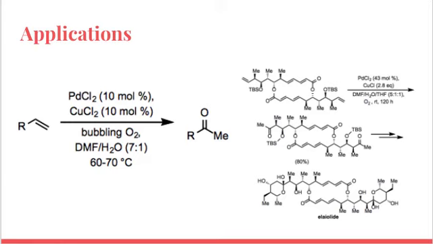And Wacker oxidation can also be used to make more complex compounds like this one right here, and you can see that the mechanism you can see right here is the main one in the first step of this synthesis.